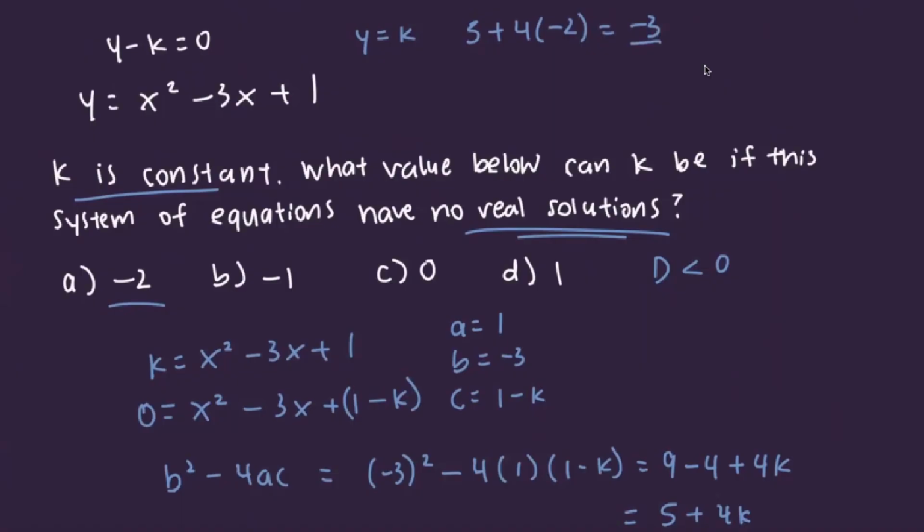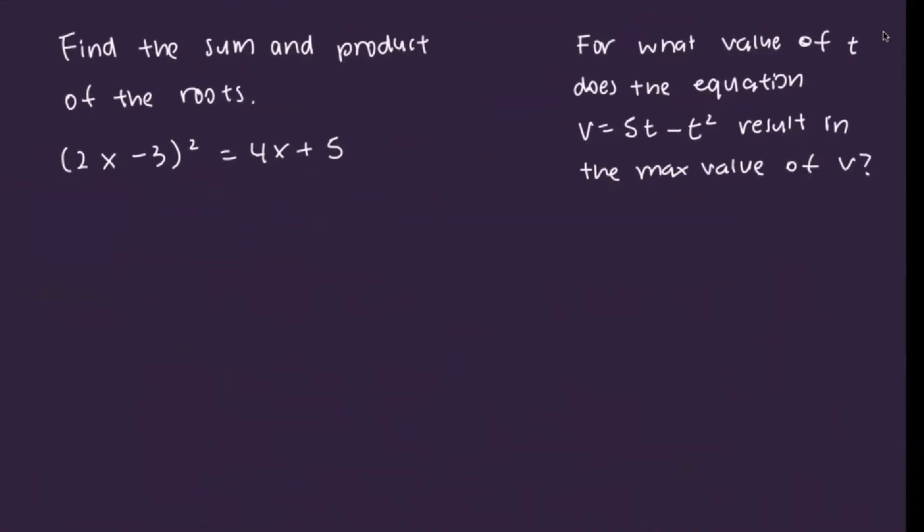So that means that our answer has to be A. But just for the fun of it, let's try other choices too. So 5 plus 4 times negative 1, that's just 1. 5 plus 4 times 0, that is just 5. 5 plus 4 times 1, that is 9. So our obvious answer is answer choice A. Try the following 2 problems on your own. Pause the video and see if you can get the right answer.